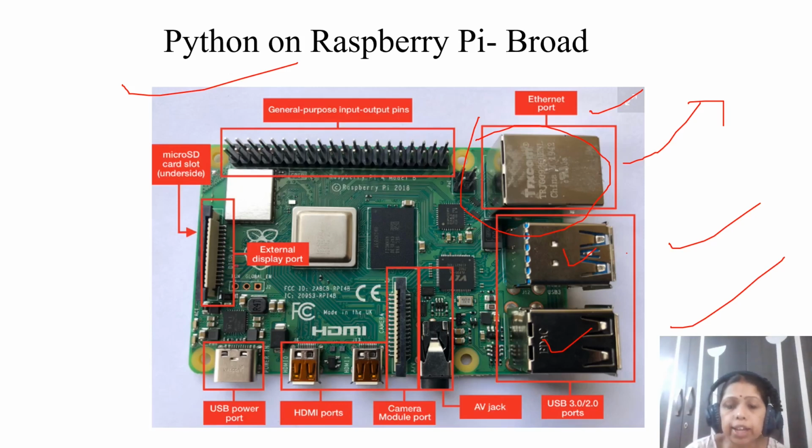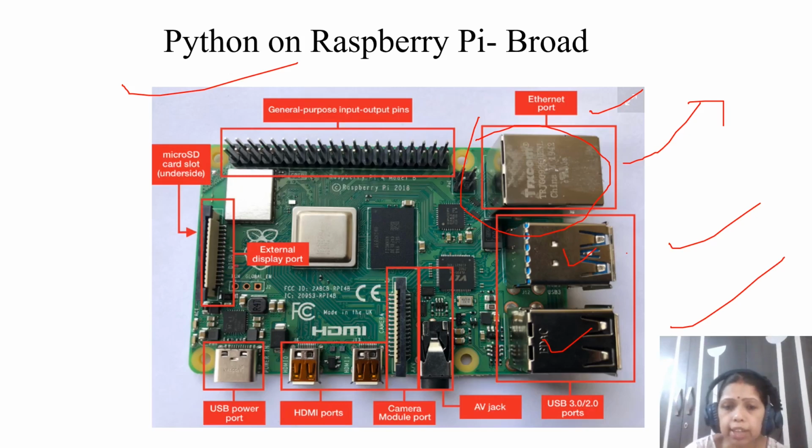And there is one more thing you can see, the camera module port. As I said, you can use the Raspberry Pi for security and military applications. For security applications you need to capture unidentified objects, an unknown person. For capturing that information you need to connect the camera through this camera module port with the Raspberry Pi. I think this diagram is clear somehow.